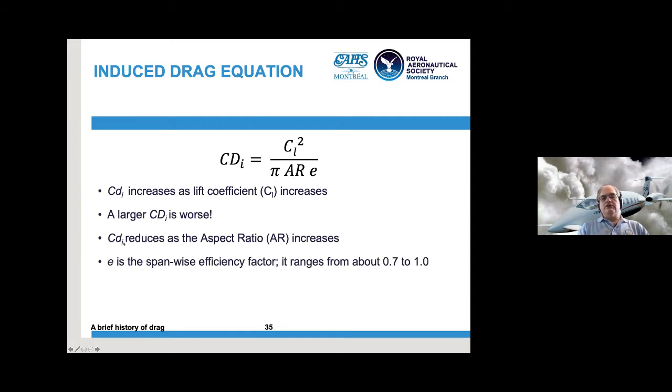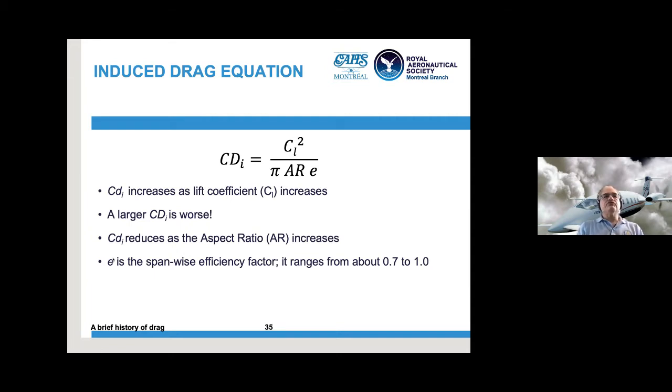And also, if we can make this efficiency factor good, we reduce the induced drag, because it doesn't go above one typically. The smaller this efficiency factor, sometimes called the Oswald efficiency factor, the bigger the induced drag comes. So we want to keep the drag low. And this factor depends on the shape distribution of the wing. And it turns out that the optimum distribution based on trigonometry is elliptical.